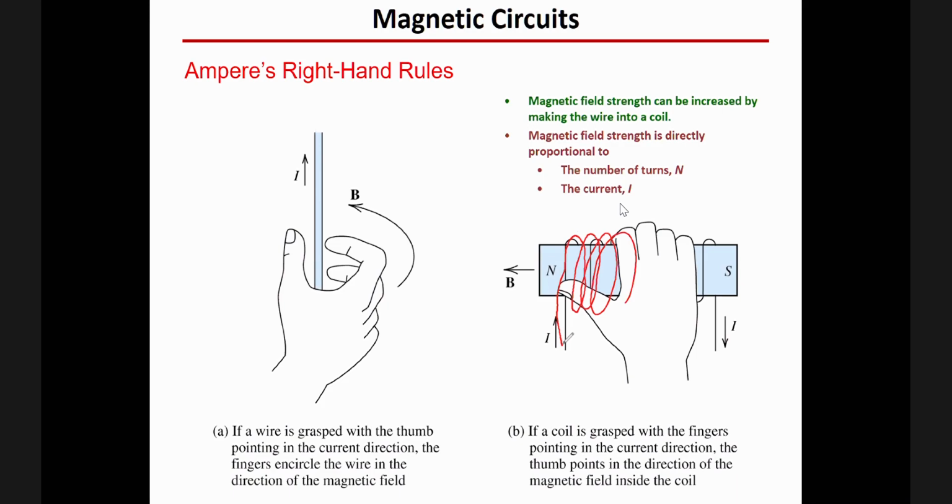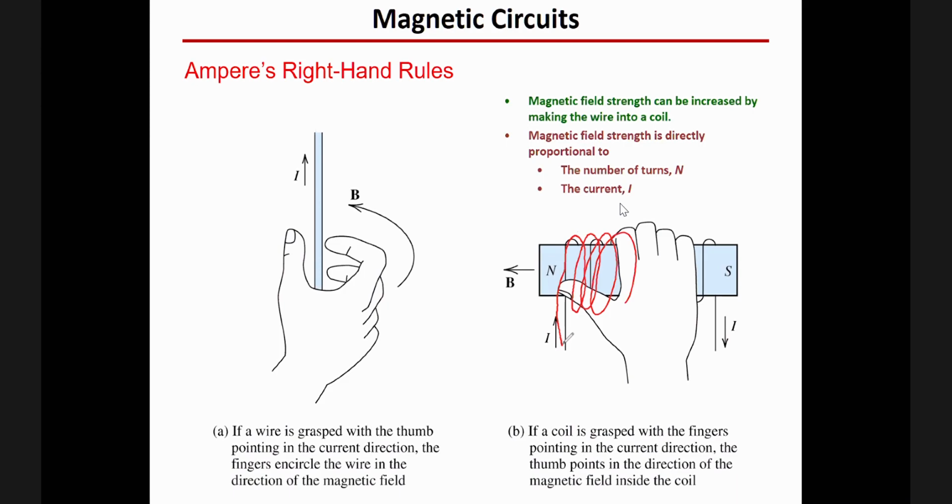Remember that you are not consuming current here, but as the result of current in a wire, a magnetic field is generated across the wire. So yes, now more magnetic field will be generated if we have what we call a number of turns. So more number of turns means more magnetic field inside this coil.